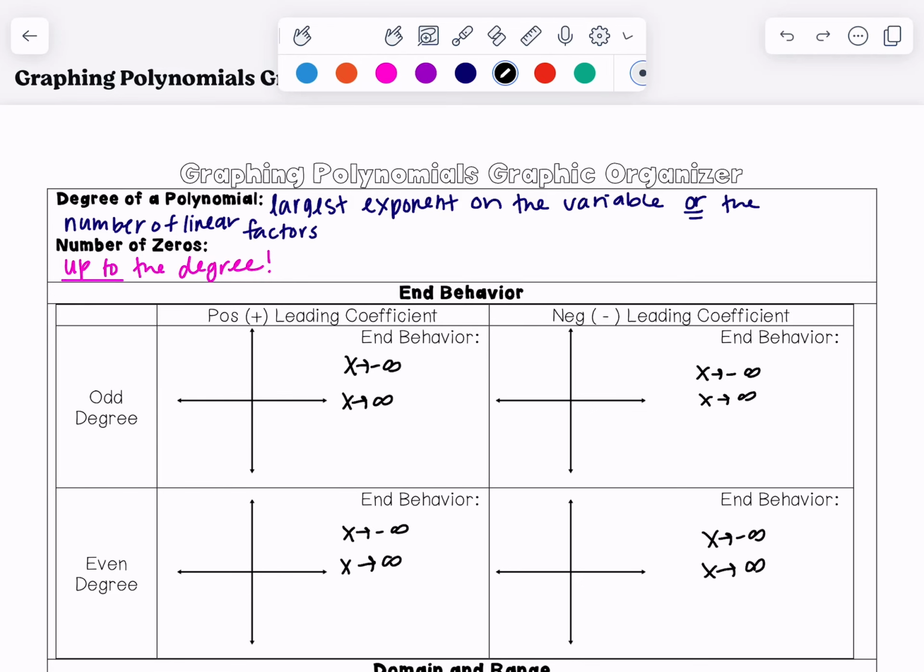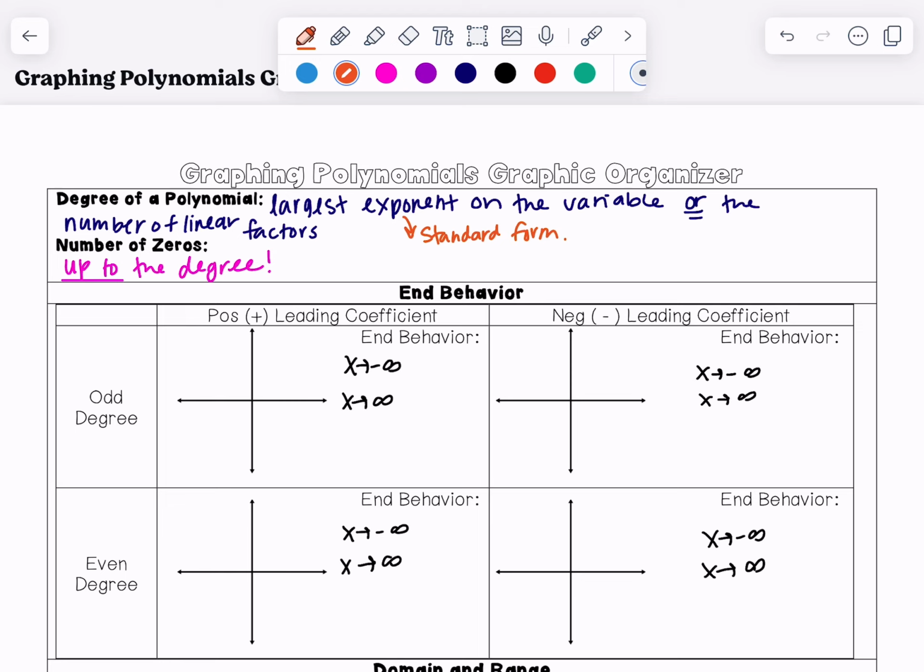One of the first things that we always need to be able to find is the degree of our polynomial, because that's going to tell us a lot about our number of zeros and about our end behavior. The degree of the polynomial, when it's in standard form, is the largest exponent on the variable. So I'm actually going to make that edit right now. This is when it's in standard or simplified form. So that's just looking for the largest exponent.